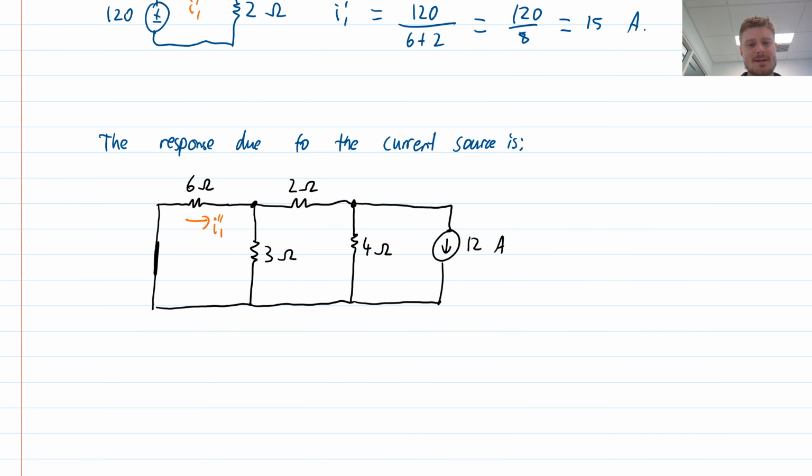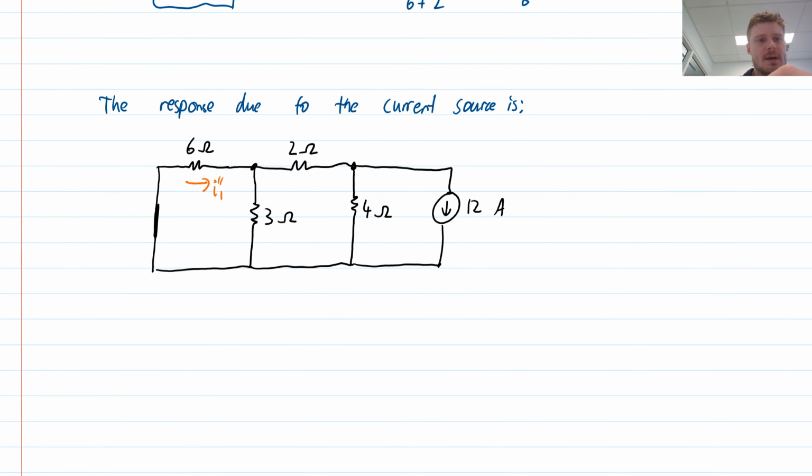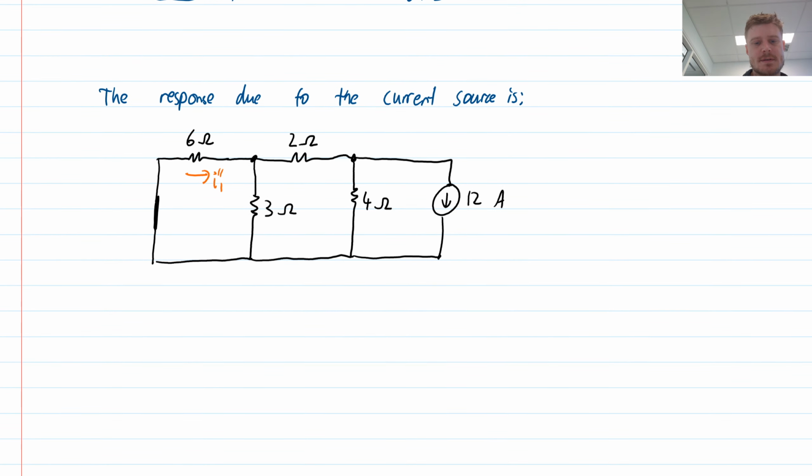So again, I can simplify this internal portion of my circuit. Actually, no. The way I'm going to do this, I'm going to do a source transformation, starting from this part and working backwards. So source transformation here will give me this.